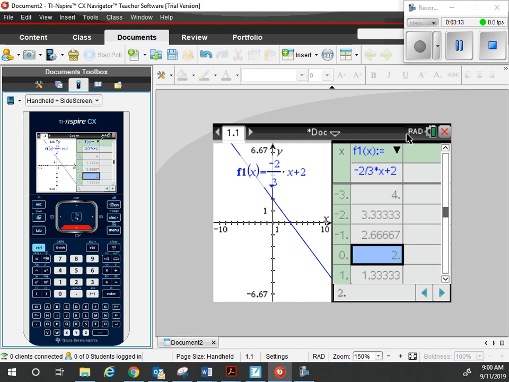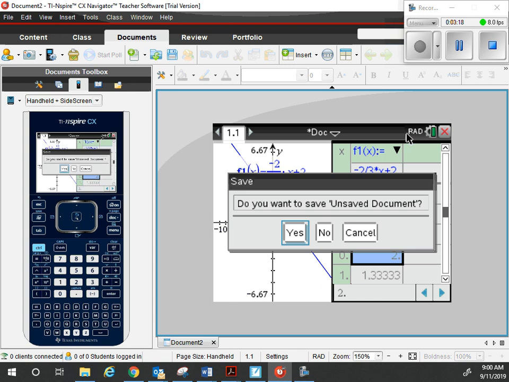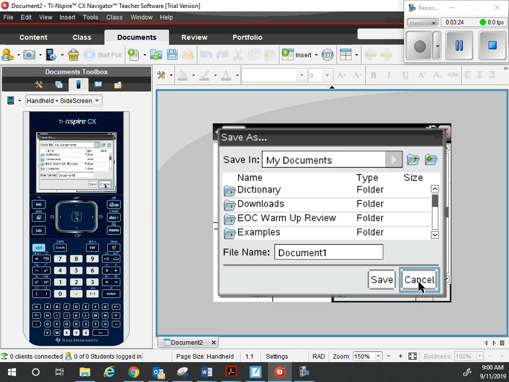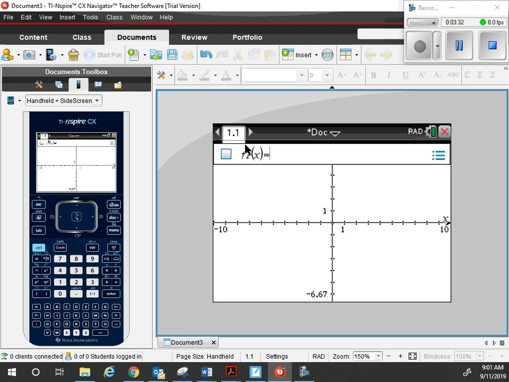Let's do some more. So go ahead and go back to your main menu. In your new document, you don't want to save changes. New document, no. Add another graph. Let's do number 1, right? We didn't even graph that one ourselves. So you're going to use the calculator mostly to check, but your calculator is a good tool for you to have anyway. So 1/2 x minus 6.